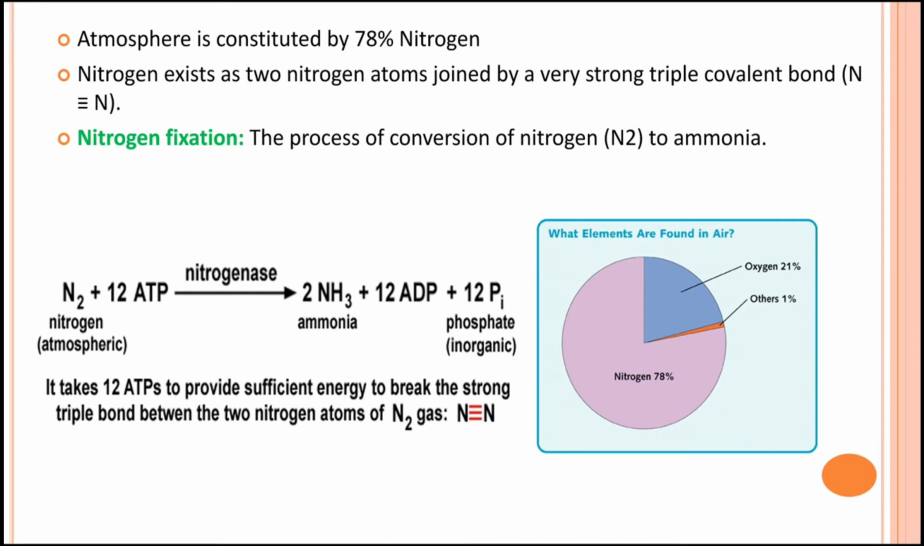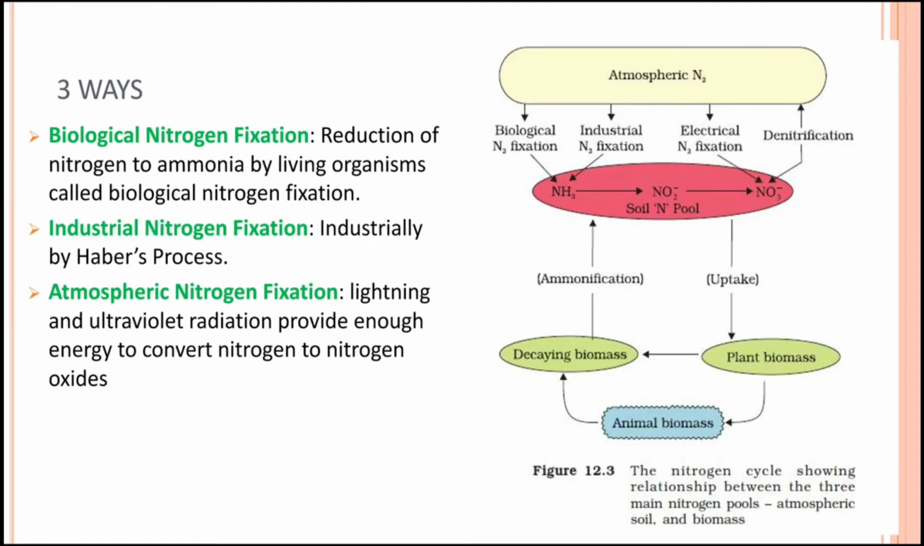Now this nitrogen, the N2 molecule, is very inert. It cannot be used by plants or animals as such, so it has to be fixed. It has to be reduced to a form which can be used by animals, plants and all other living organisms. This process of conversion of nitrogen to ammonia is called nitrogen fixation. And nitrogen fixation occurs in three ways: biological nitrogen fixation, industrial nitrogen fixation, and atmospheric nitrogen fixation.